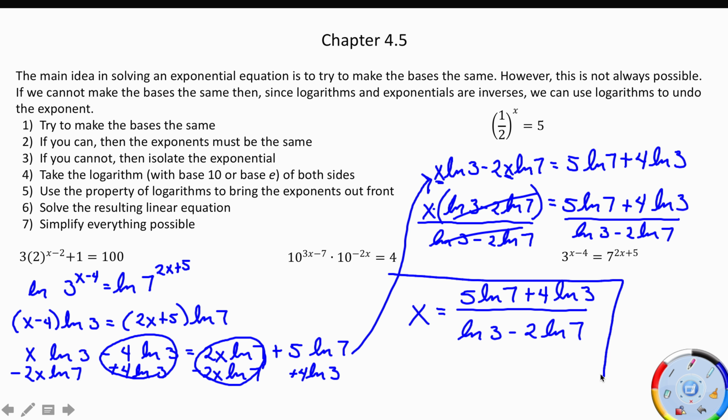Okay, now if I needed to enter that in my calculator for a numerical answer, don't forget I would have to have parentheses around the numerator and the denominator to get the correct answer. So, if you have an exponential equation, try to make the bases the same. But if you cannot make the bases the same, isolate the exponential and take the log of both sides.